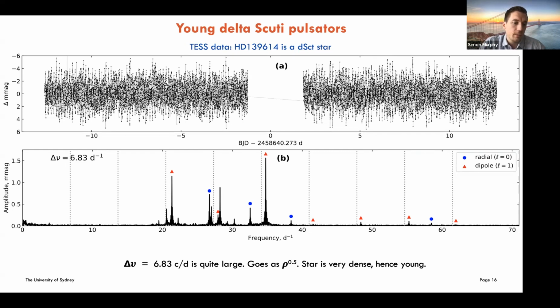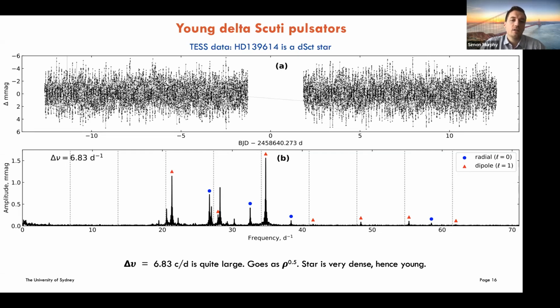Now, we know that 6.83 cycles per day is quite large, and we know that delta nu goes as the square root of the mean stellar density. And so this star is very dense, and from this we know that it's very young. The reason we know 6.83 is quite large is because we have this sample of 60 or so of these high-frequency delta Scuti stars from the Nature paper against which to compare.